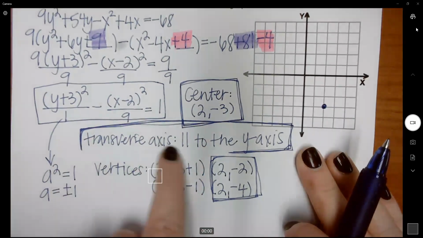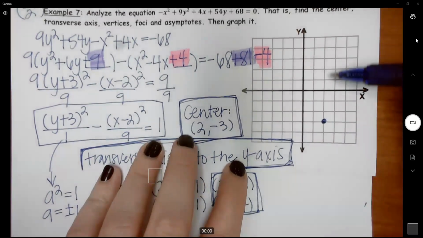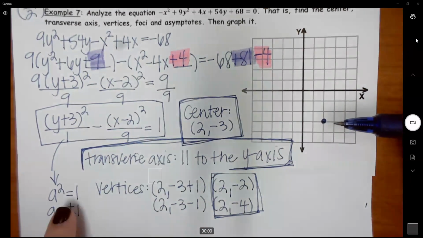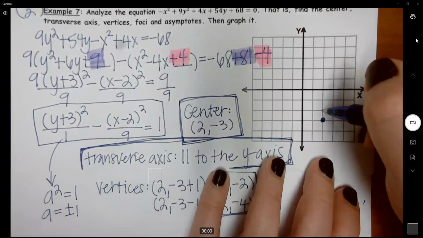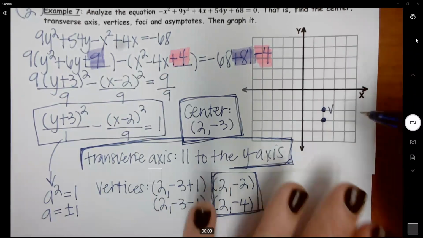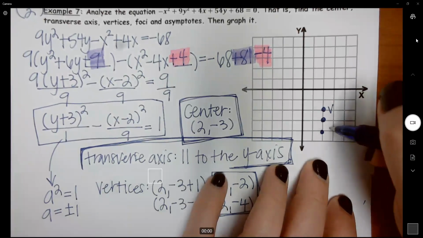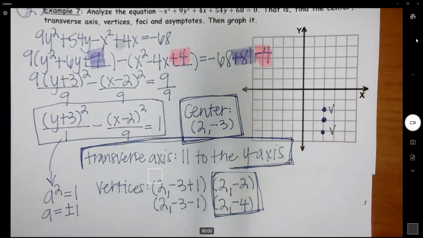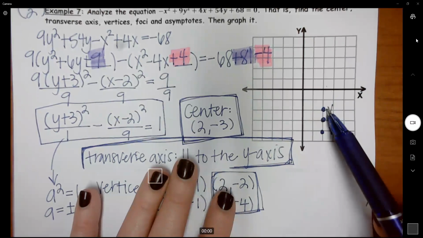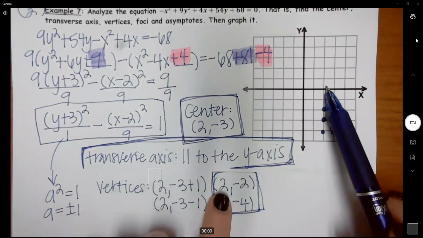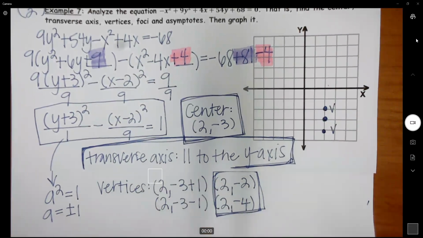I know my transverse axis is parallel to the Y. So that means all of my stuff needs to be parallel to that Y. So if A is 1, I'm going to go 1 unit up. And A is -1, so I'm going to go 1 unit down. And so what are those ordered pairs? Well, that's 2, -2, and then that's 2, -4. So I personally just like using the graph to figure those out.